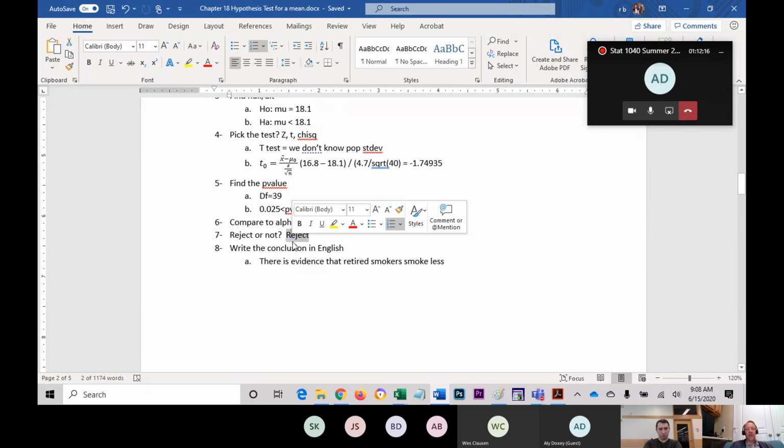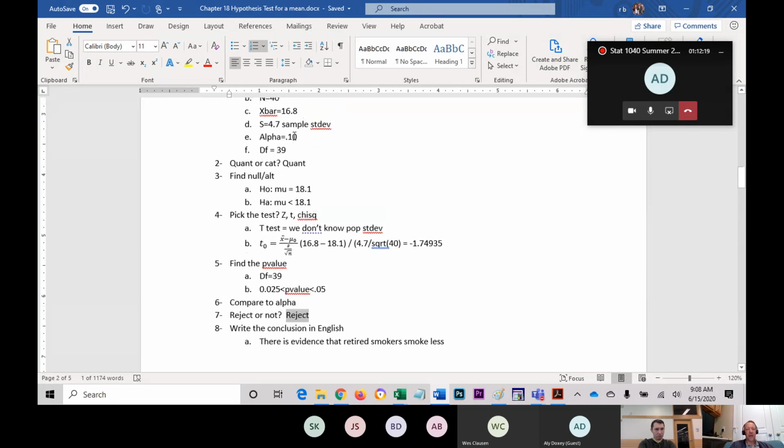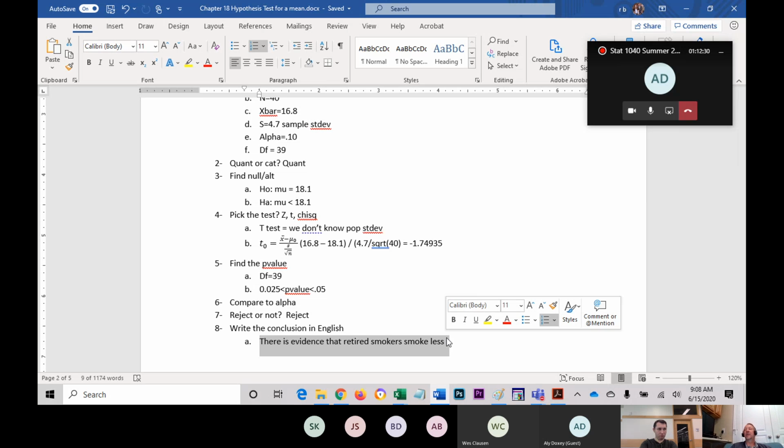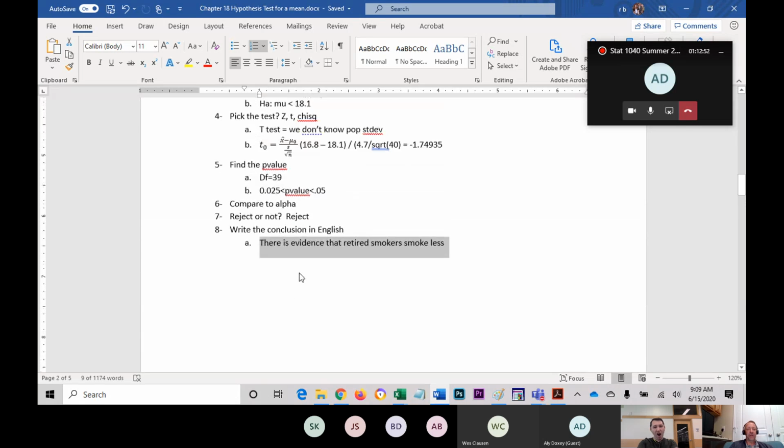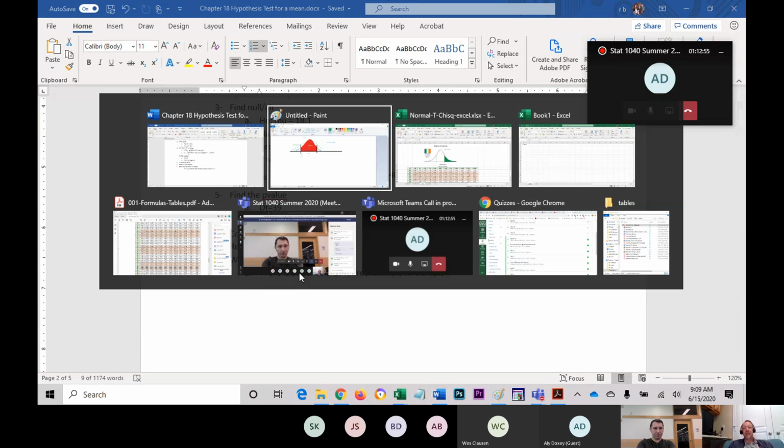because we're using our alpha as 0.10, we rejected the null. There is evidence that retired smokers smoke less. Now the question is, why do they smoke less? Well, maybe they're not as stressed out because they don't have to go to work anymore. Maybe work stresses them out. Or maybe they're so poor because they don't work anymore, they can't afford a cigarette, so they're like, I conserve these. Those would be the two theories that I would come up with. I'd probably go with the former, that they're not as stressed out. Okay? So does that make sense?